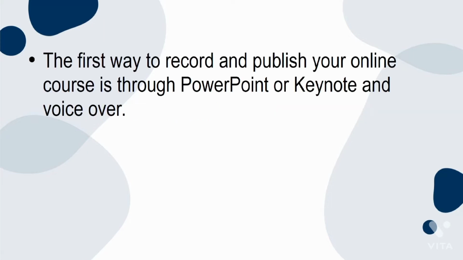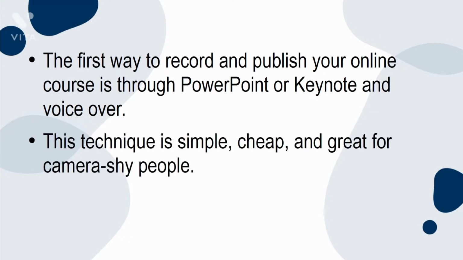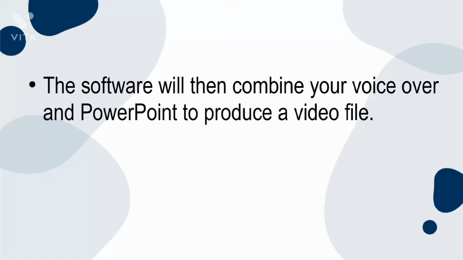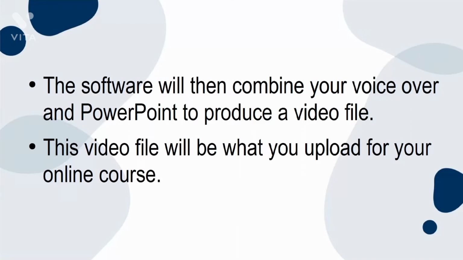The first way to record and publish your online course is through PowerPoint or Keynote and VoiceOver. This technique is simple, cheap, and great for camera-shy people. Here's how to do it. First, make your PowerPoint or Keynote presentation as normal. Then, use a good microphone and screen capture software to record yourself talking about the slideshow. The software will then combine your VoiceOver and PowerPoint to produce a video file. This video file will be what you upload for your online course.